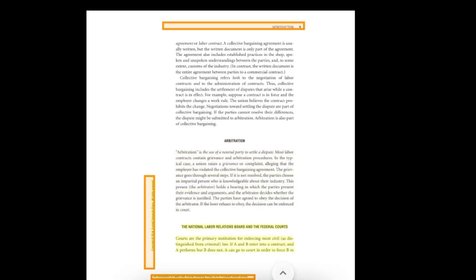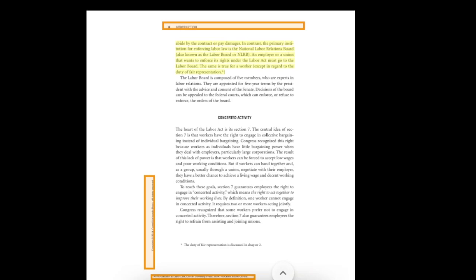The National Labor Relations Board and the federal courts. Courts are the primary institution for enforcing most civil, as distinguished from criminal, law. If A and B enter into a contract, and A performs but B does not, A can go to court in order to force B to abide by the contract or pay damages.